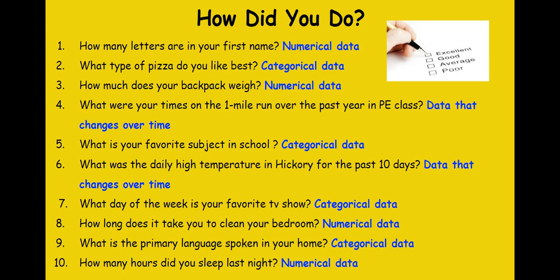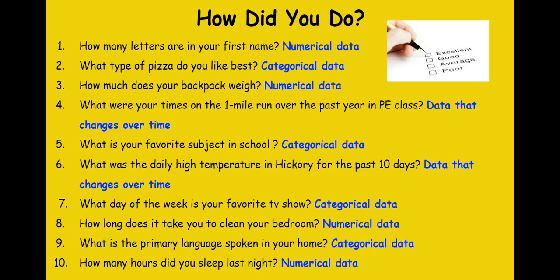All right, let's look at the answers. Number 1, how many letters are in your first name? That would be numerical data. You are counting those letters. Number 2, what type of pizza do you like best? That would be categorical data because you're answering in a category or with words. Number 3, how much does your backpack weigh? Well, I think you're going to have to put it on a scale to figure that out. Your answer is numerical data.